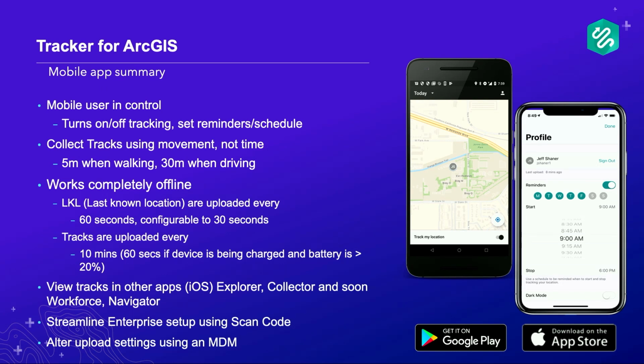This complexity, so to speak, is really about our fine-tuning as we were doing performance testing and battery use testing, and that's the recipe that we came up with, which was most optimal. Now, if you're in an event and you need those uploads to happen more frequently, feel free to go ahead and change those values, but just know it's going to have a cost in battery use. I showed you how you can use the tracks in other apps. You can streamline the enterprise setup and use your MDM. So that's an overview of the mobile app.